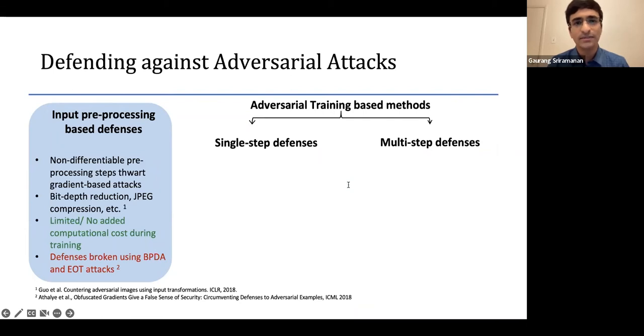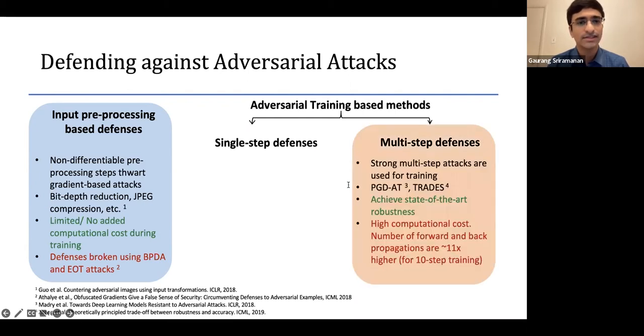On the other hand, adversarial training-based methods can largely be classified into two categories. One is that of single-step defenses, and the second is that of multi-step defenses. Multi-step defenses essentially use a multi-step attack for generating strong adversaries for every image in a mini-batch. Canonical examples of these include projected gradient descent-based adversarial training, which is PGD-AT, and TRADES. These have essentially been seen to achieve the state of the art in the field for the last few years. However, one drawback with the multi-step defenses is that they incur a high computational cost to train. They generally require a large number of forward and backward propagation steps, which is almost an order of magnitude larger than that of standard training.